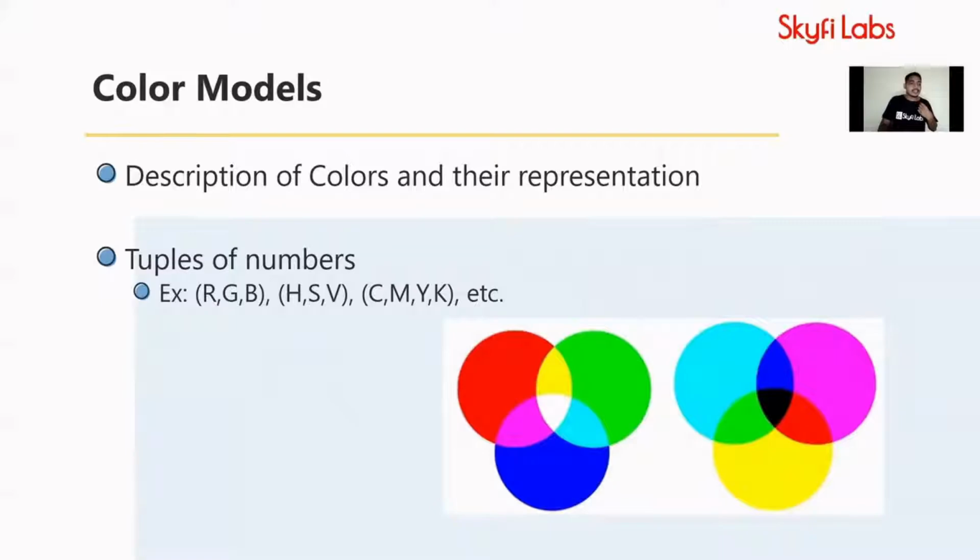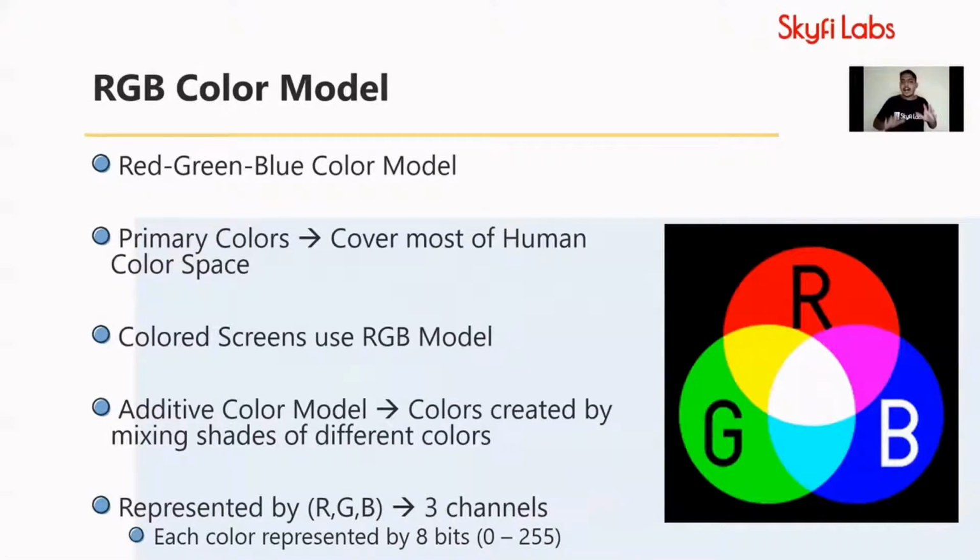Now, color models. There are different ways to represent color. There are 3 major ways of doing it: RGB, red, green, and blue; HSV; and CMYK. We will be focusing on RGB and HSV more. Let's take a look at RGB. RGB is very, very simple. It's a color model which is very common. We focus on the primary colors, red, green, and blue, and we represent it with these 3.